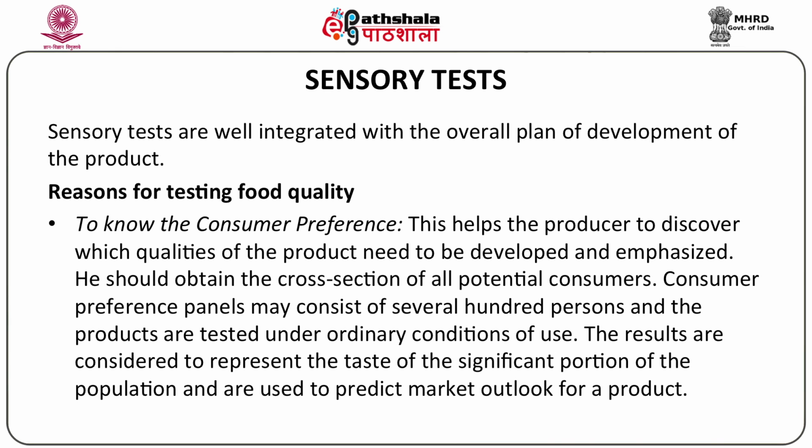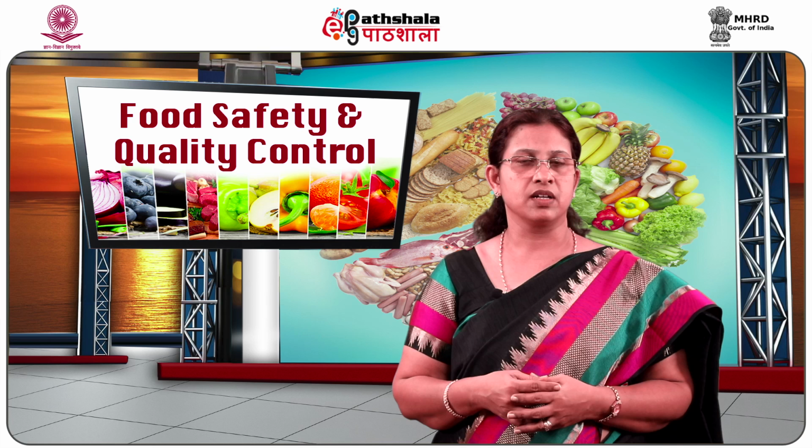Consumer preference panels may consist of many things. One such thing is several hundred persons could actually form the panel, and the products are tested under ordinary conditions of use. They are not taken into a good AC room or something and then allowed them to taste. So along the common conditions, they are given and allowed to rate the product. The results are considered to represent the taste of the significant portion of the population and are used to predict the market outlook for a product.